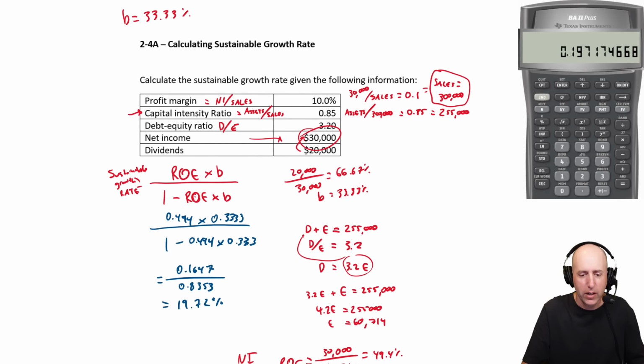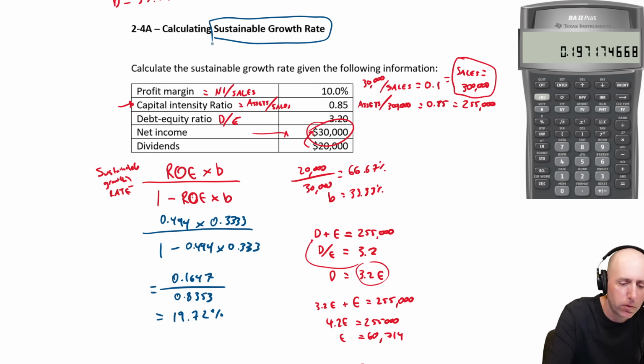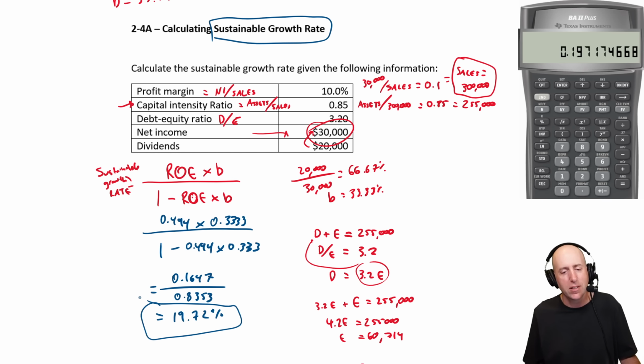So a long journey there, but we have calculated our sustainable growth rate. Our sustainable growth rate is 19.72%. Really more of an algebra problem, really more of a puzzle that we've solved, but congratulations to us.